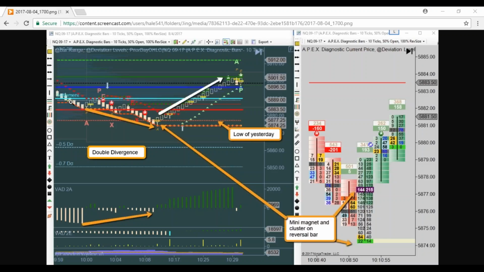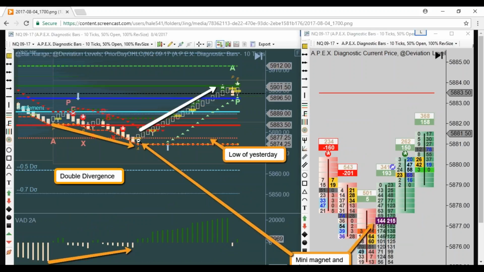So it's very simple right here, okay? What do we have? We have the double divergence. You see it? We go further down on less volume from here. We go down again, less volume here. And that final push down, what do we have right here? Levels, right? We've got the low of yesterday, and we've got this new low today, and we get a reversal bar. But does that mean much to us? Because we had a reversal bar back here on divergence. Well, now we've got double divergence, reversal bar.